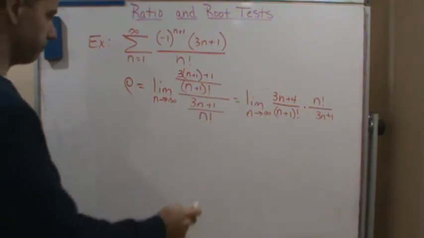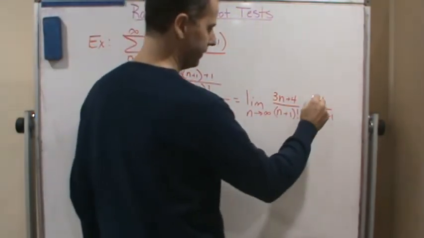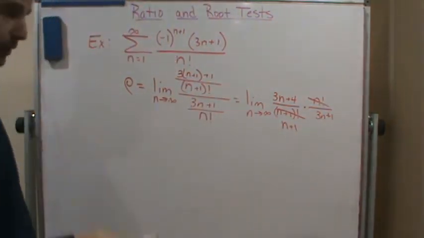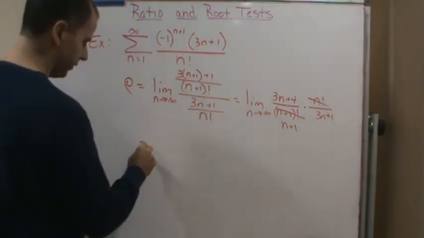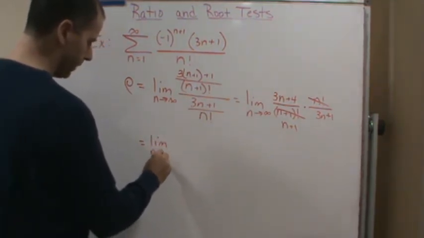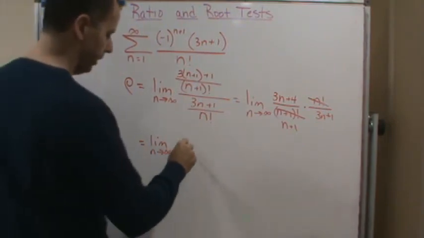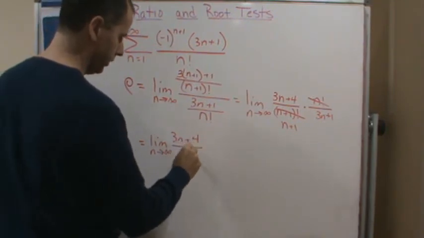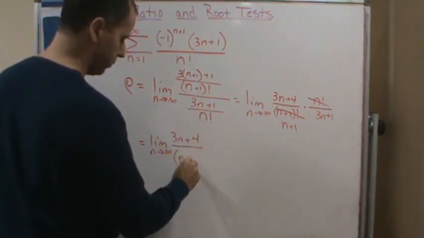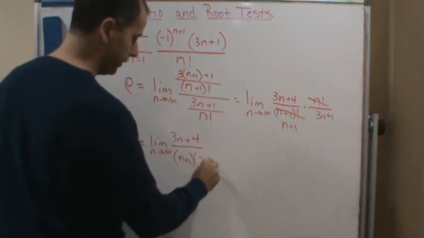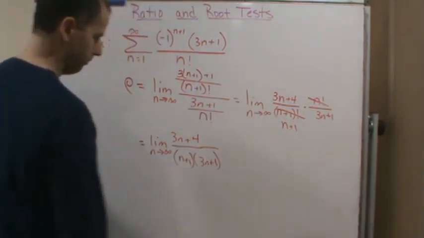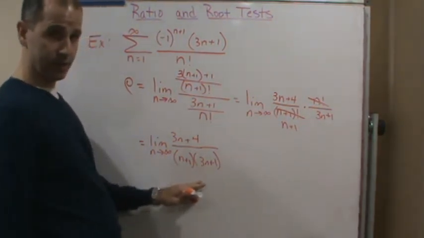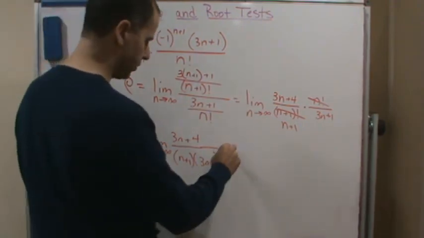Now, again, I know that this is going to cancel with this, and it's going to leave me an n plus 1. So again, by the previous videos, I've already gone over that. So this is going to be the limit as n approaches infinity of, now the quantity becomes 3n plus 4 over the quantity n plus 1 times 3n plus 1. Okay, now, look, where's this thing going? Well, I can already tell that this is going to go to 0. But let's go one more step here.